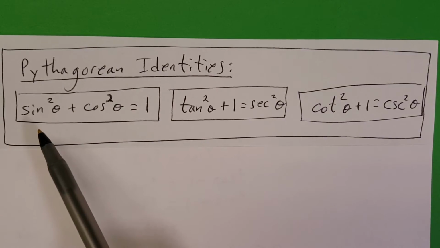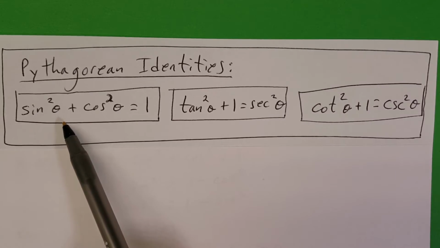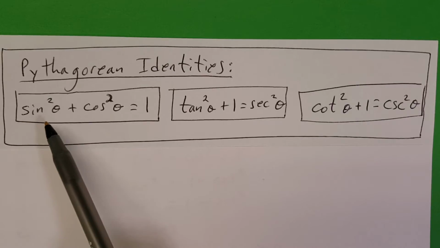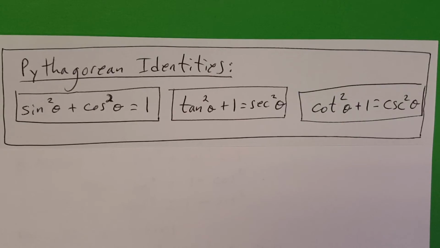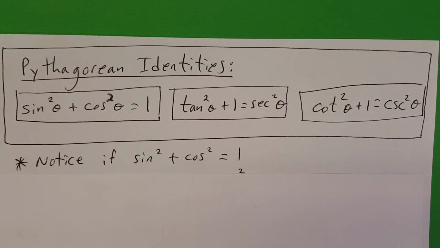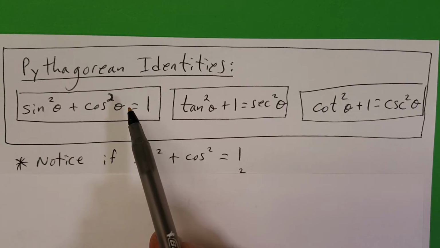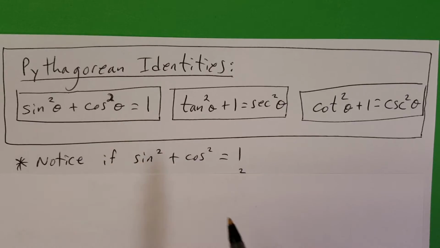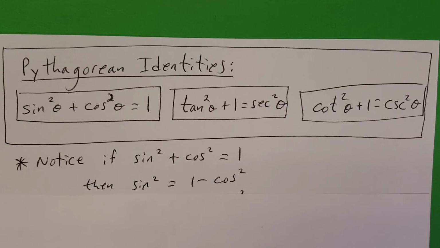So this one on the left here is used a lot. Sine squared plus cosine squared equals 1. But these you might see too. Okay? One thing before we get to examples using these, one thing I want to say is that you should be able in your head to rearrange this. Right? If you know that sine squared plus cosine squared equals 1, then doesn't it follow that sine squared is equal to 1 minus cosine squared?